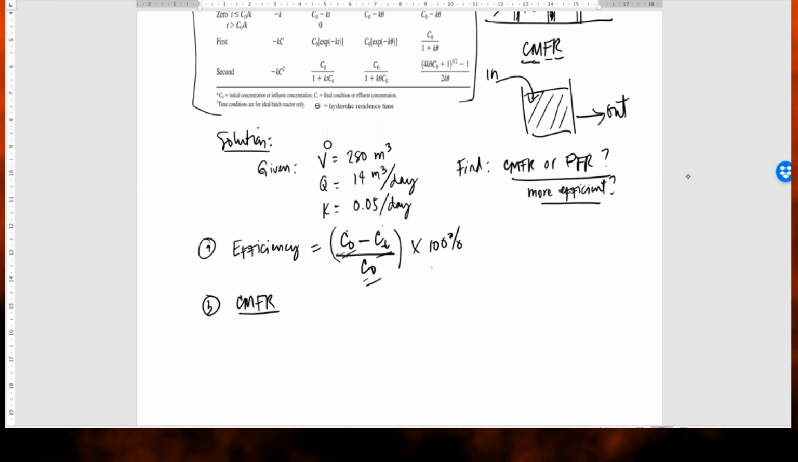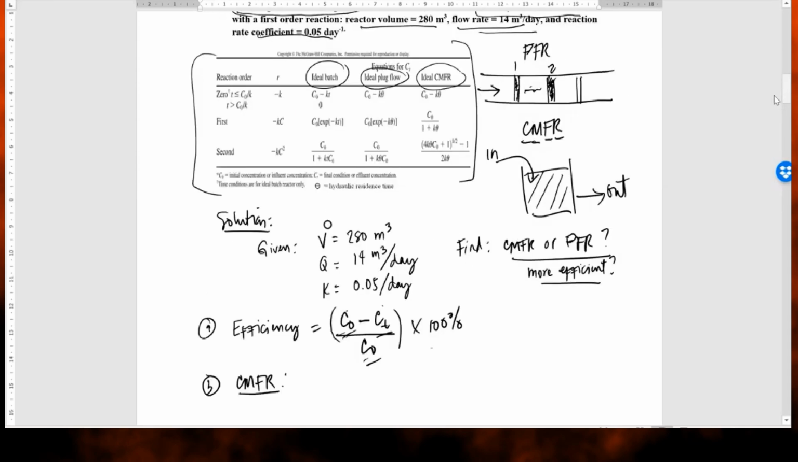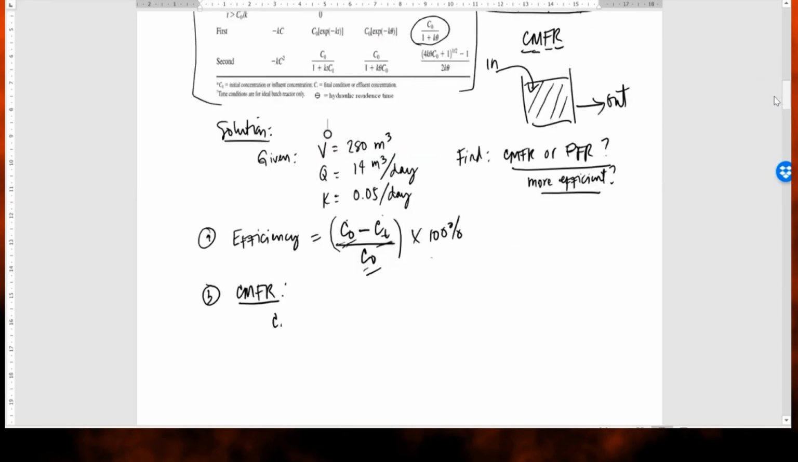All right, for CMFR, our formula for a first order reaction is here. This is a first order reaction formula, so we can use that one for CMFR. C sub T over C naught is equal to 1 over 1 plus K theta. That is basically the formula for CMFR.